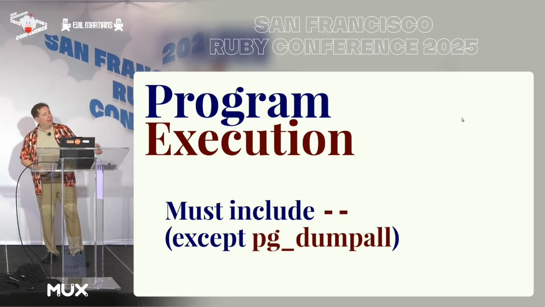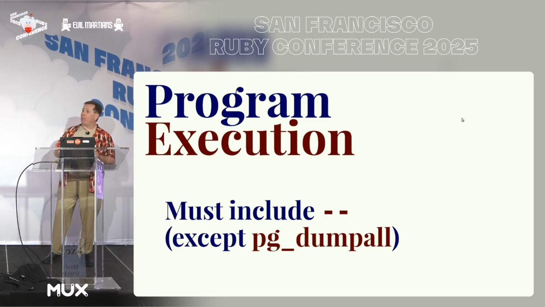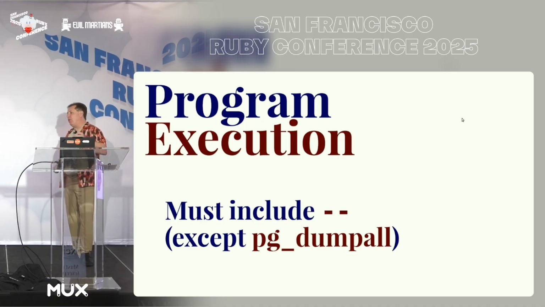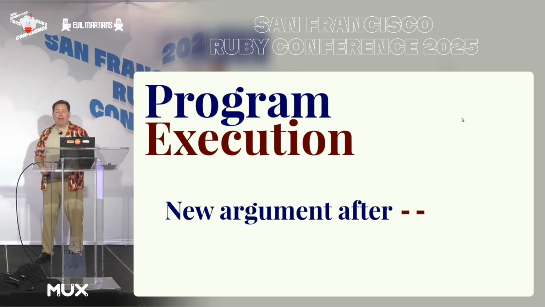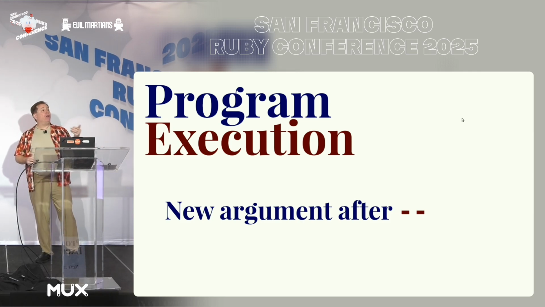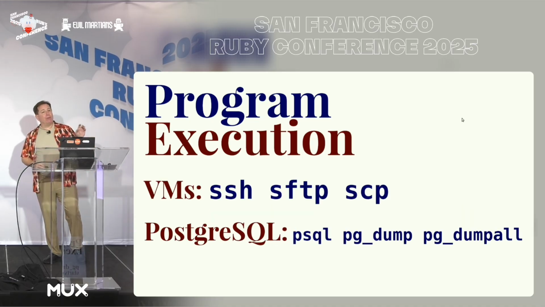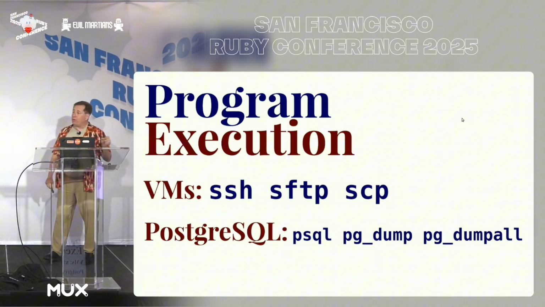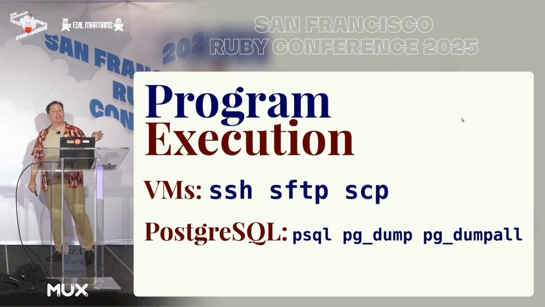the client. The arguments to the external program must include -- to separate command line options from command line arguments, except for pg_dumpall, which doesn't support this. And the new argument must appear after --, and this allows the server to provide a new argument to the executed program, but not a new option to the executed program. pg_dumpall doesn't support this, so for pg_dumpall, the new argument must start with -d. And those restrictions are sufficient to allow Ubicloud's client to safely execute all 6 programs.